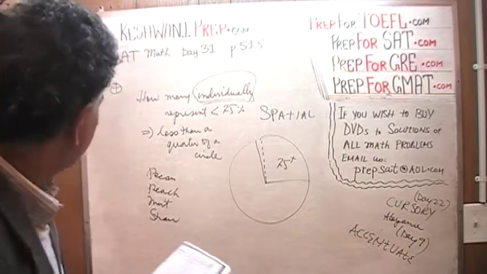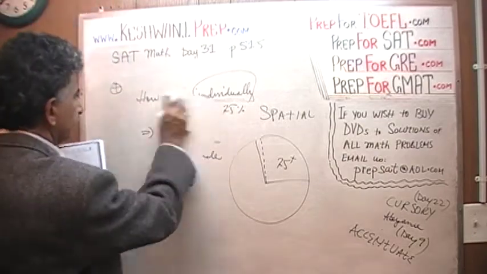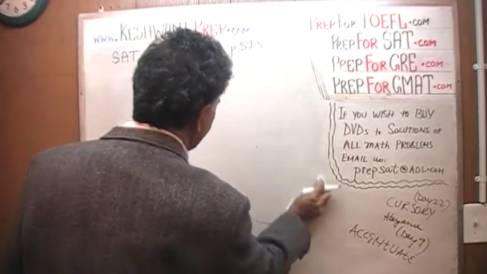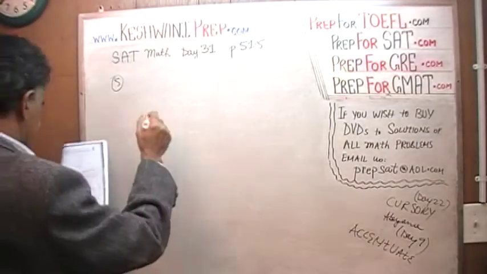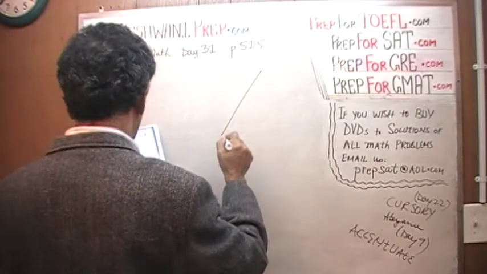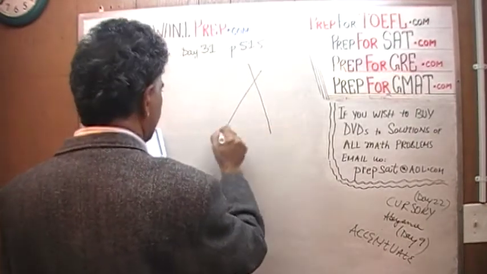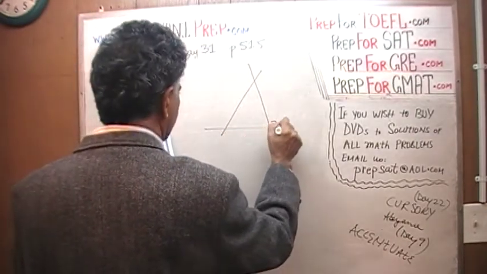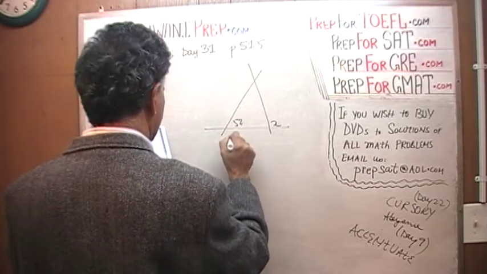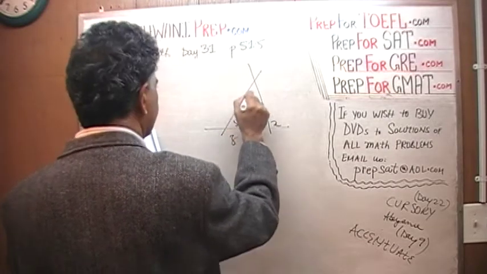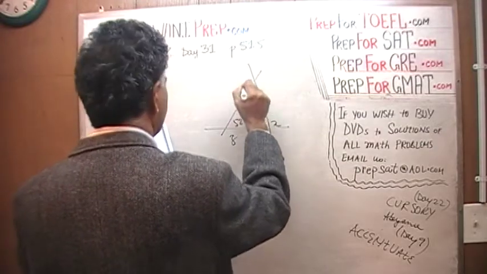The very last one, number 5. Question number 5. We're given a line like this, and there's a line like this going on. Here is this. This we are told is x. This we are told is 58. This we are told is z. This is 37. And this is y.